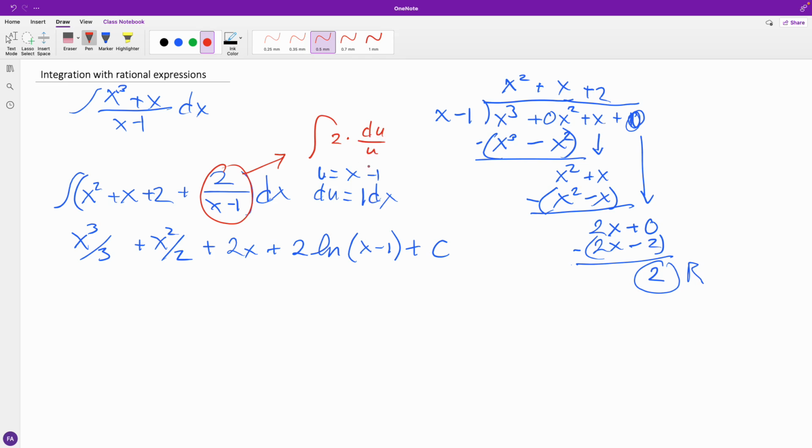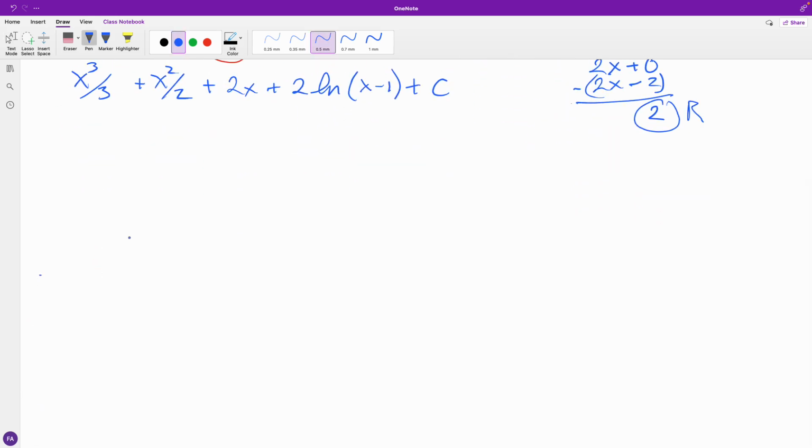Well, du over u is by definition, that integration is ln of u, where we already know what that u is, so we just replace it back in here. So here's one way that we can do this, and keep in mind that this particular process is dependent upon an important piece here, namely, that the degree of the numerator is indeed larger than the degree of the denominator. And that's an important thing to remember as you go through this, okay?